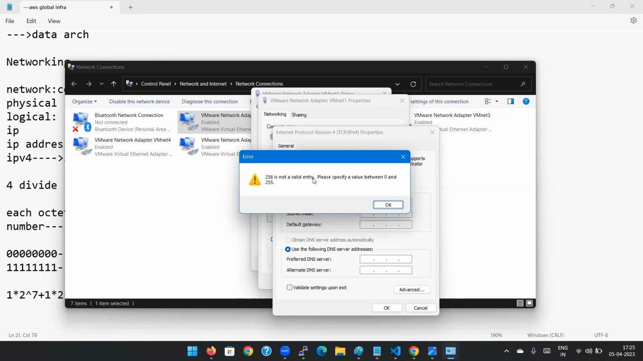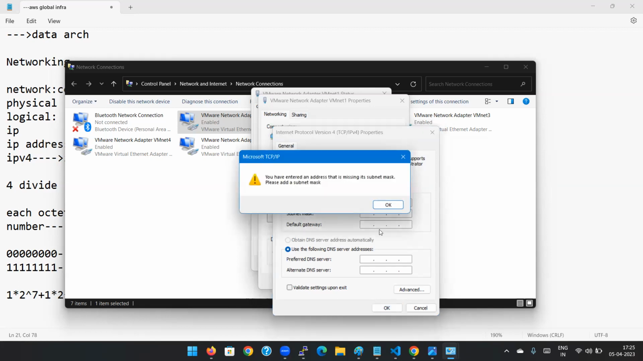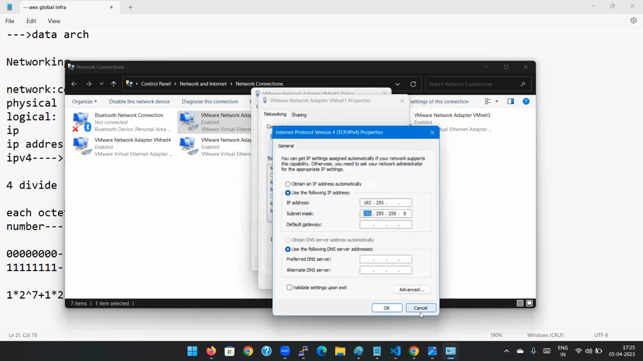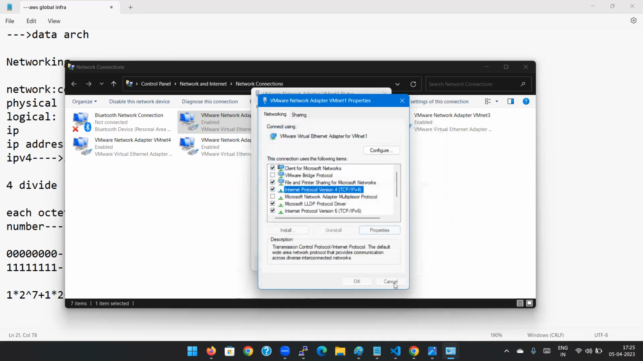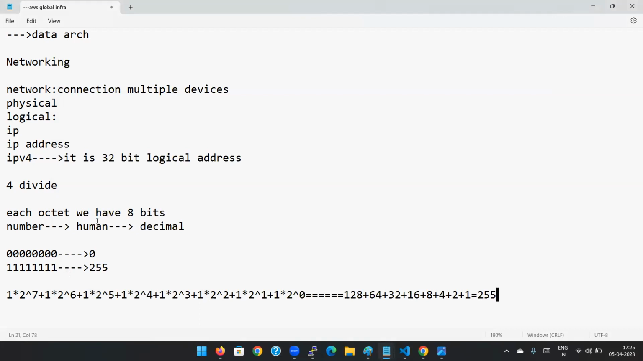So in each and every octet of an IP address, the highest number you can have is 255 only. If you give the number 256, it will not be accepted by your computer or your server. The highest number the server or computer will accept is 255 only. This IP address is divided into 4 portions, and each portion is called an octet.